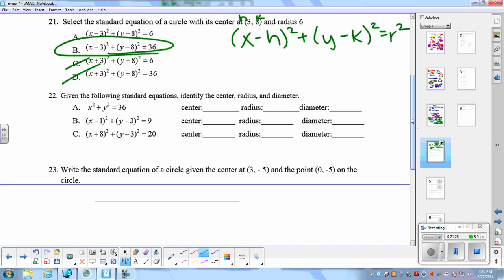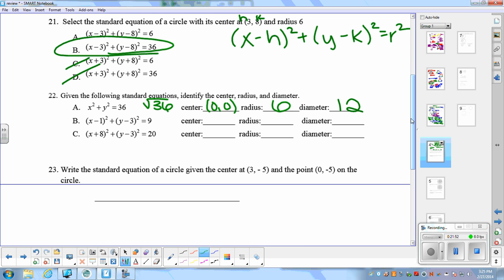All right, so now we are looking at identifying the circle, the center, the radius, and the diameter. For A, since we didn't add anything to x or y, we know our center is 0, 0. And then our radius, just do the square root of what you got there. Square root of 36 is 6. Diameter is 2 times our radius, so that would be 12.